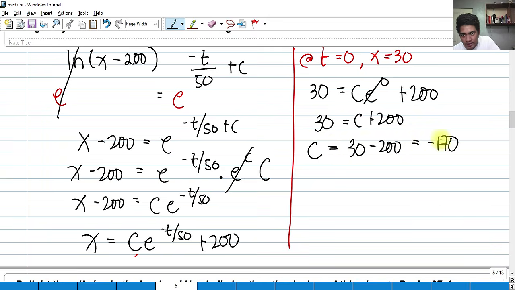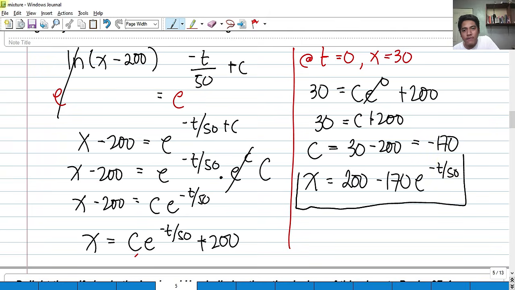So our equation for the amount of salt at any time t is given by simply substituting the value of c in our model equation. So we have x equal to 200 minus 170 e raised to negative t over 50. Now, if we plug in any value of time in minutes, we can solve the amount of salt at any time t given.